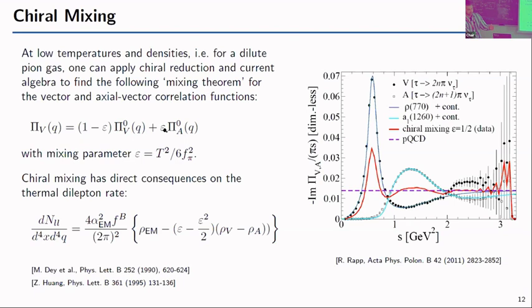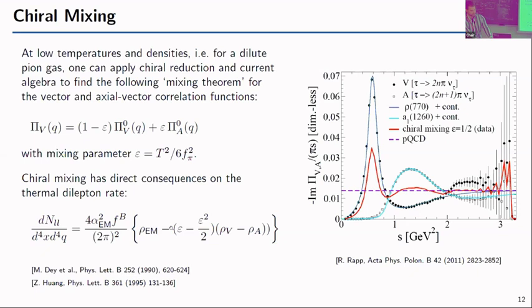Then you get this red line in this plot by Ralf Rapp again, where you then have a degeneration between rho and A1 and the complete mixing. So you may expect in this dip region of the rho an increase of the strength, which may then also show up in dilepton spectra. And you can also work out the dileptons with this epsilon parameter and see how they change with increasing temperature.